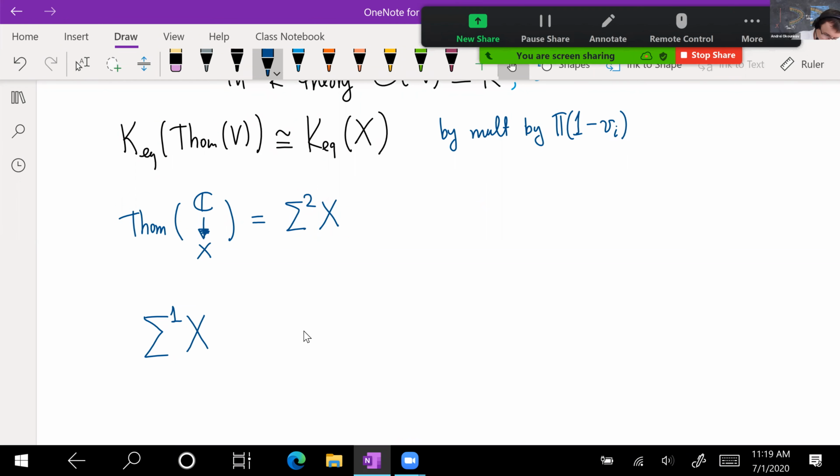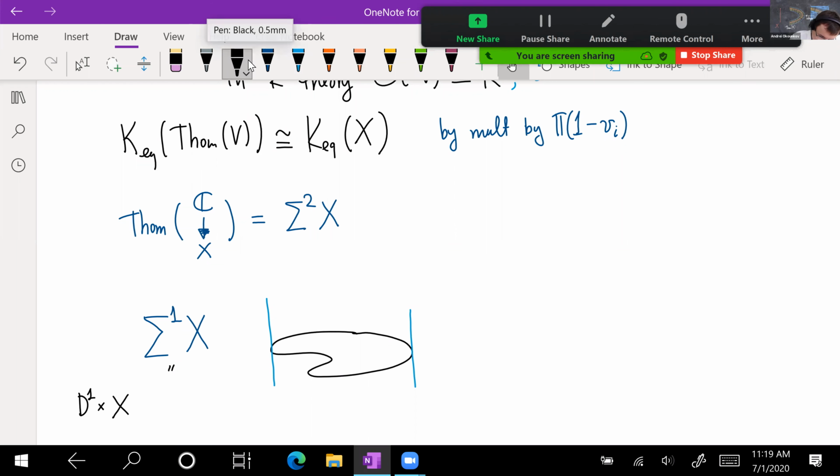Sigma 1 of X is that you take your X, drawn like that, and then you take the disk bundle over X, the trivial one, and we will collapse the boundary, so this is going to be S naught cross X. And then if you want something with a marked point, we will also have to collapse the fiber over the marked point, so maybe in a different color.